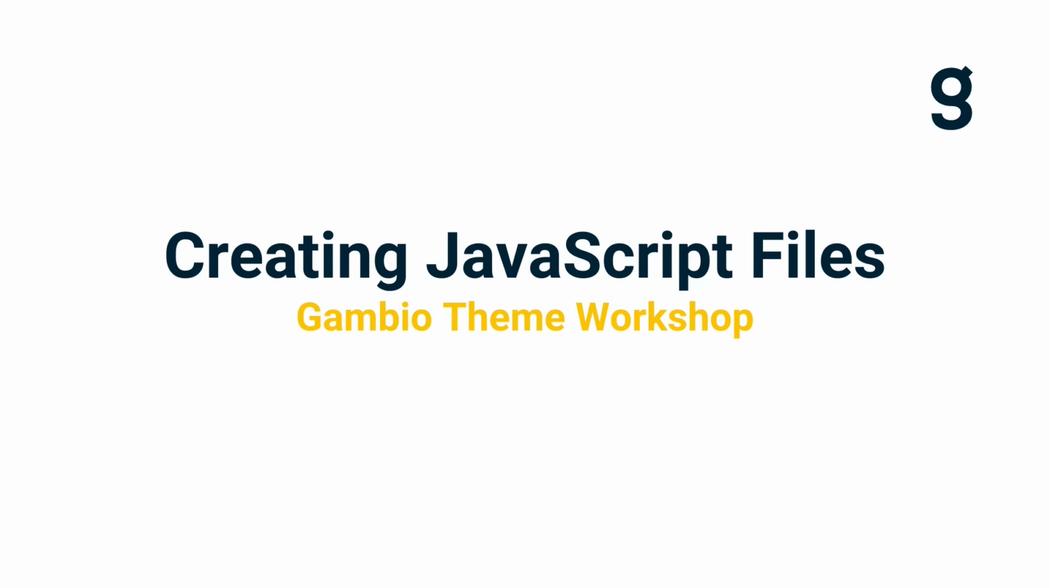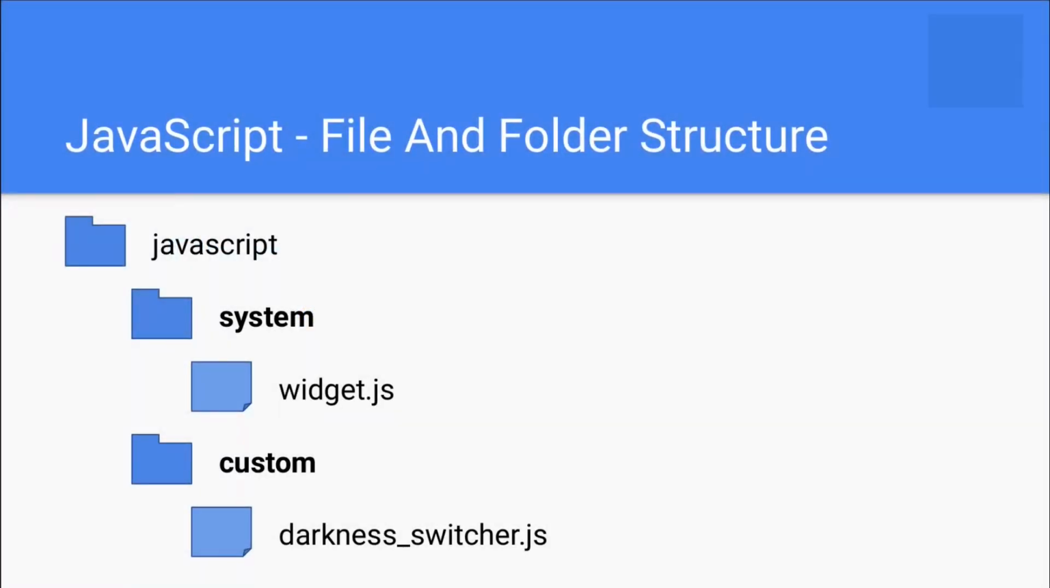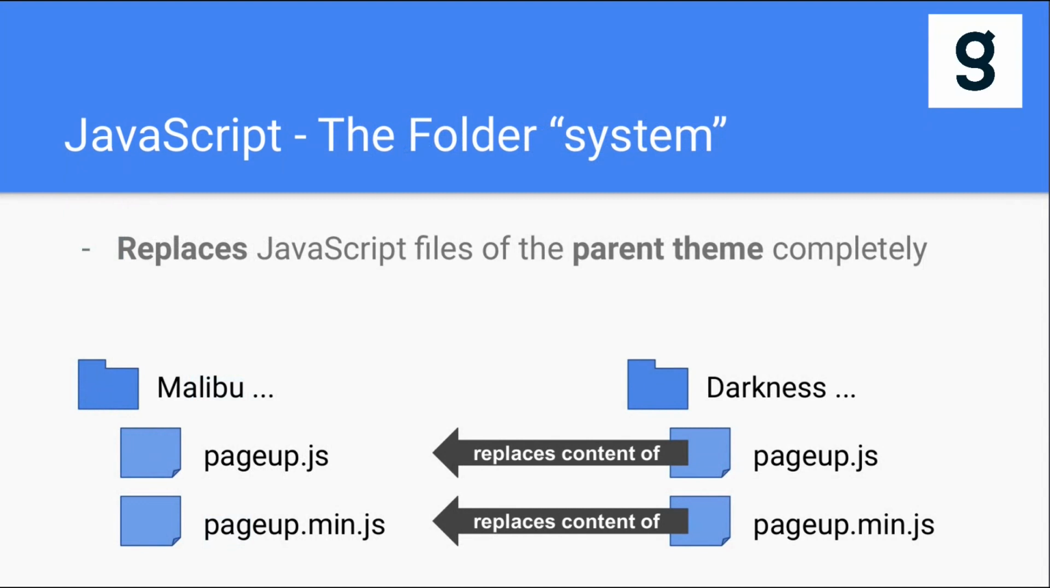In this last section of this tutorial, we will work with JavaScript files. And again, we have the 2 folders, System and Custom. The System folder here works a bit differently. There is no extension available here. But you can replace the content of the parent theme, as shown in this example.